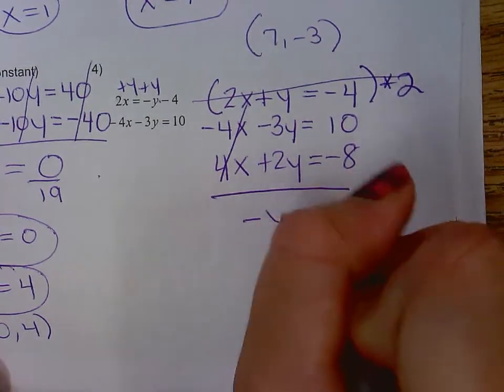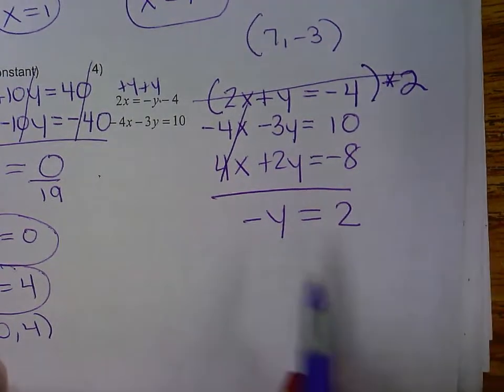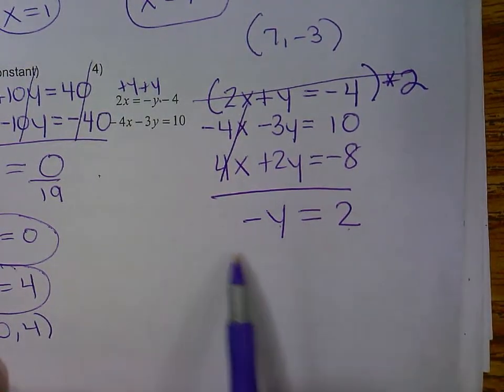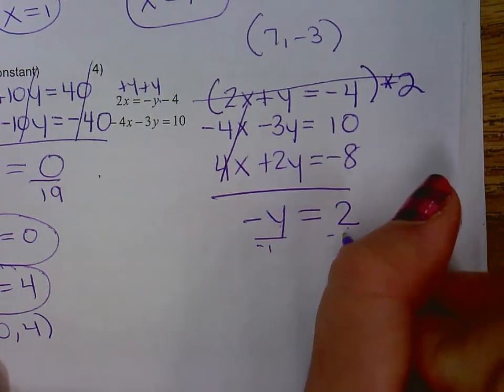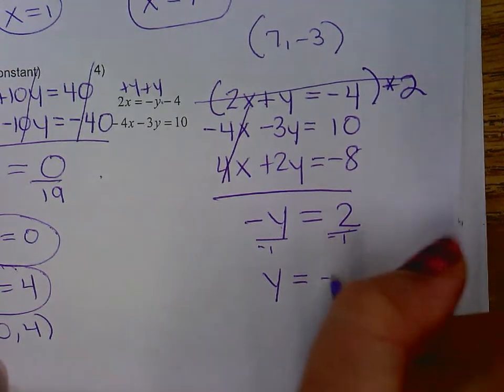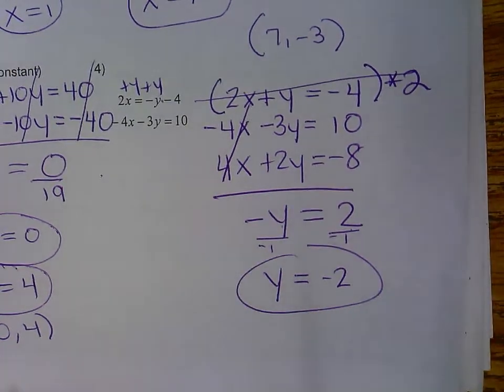You've got -y equals +2. You need to reverse signs by dividing by -1 on both sides. You want y by itself. So y actually is -2 when you get the y by itself. That's a little bit tricky. You don't want to end with a -y.